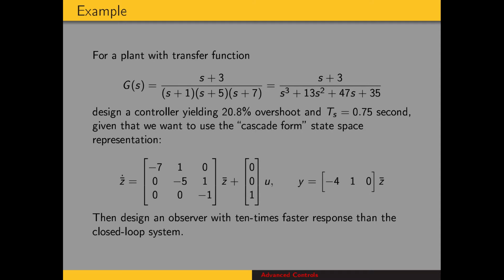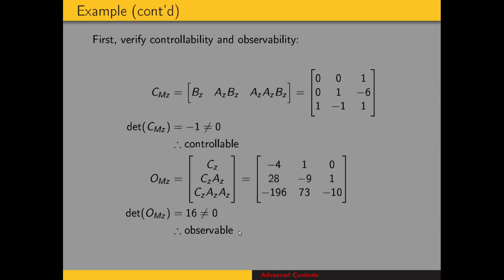So the approach that we'll take is to write the controller canonical form of this plant and design a controller for it, then transform those gains back to this state space representation, and likewise write the observer canonical form for the plant, design an observer, and then transform those observer gains to this state space representation. First, though, we want to verify that the system is controllable and observable.